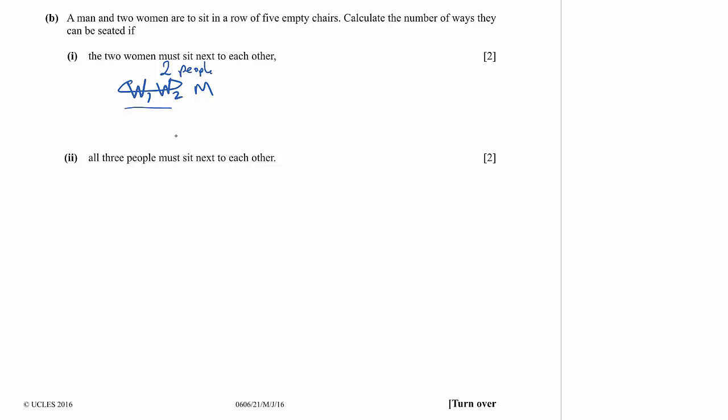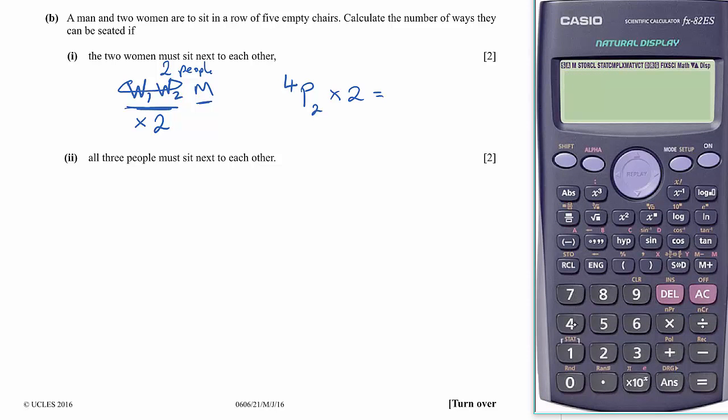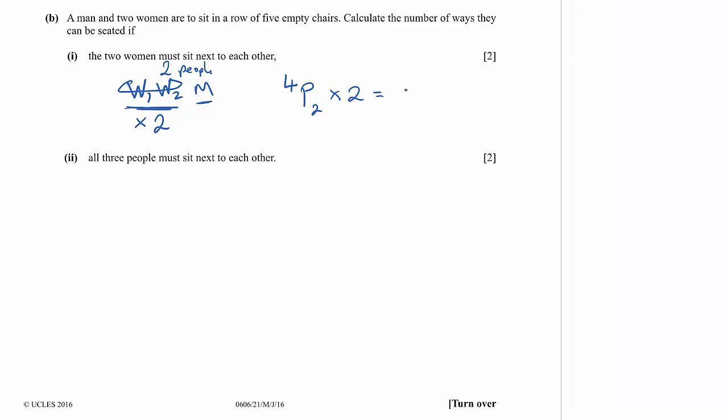Because we need 2 chairs for these to sit on, we then consider that there's 4 chairs. Now, the order in which this block and the man sit is important. So that's a permutation, 4P2. But then we have to take into consideration the fact that we could sit these with W2, W1 instead. So multiply that by 2. And so what we have here is 4P2 multiplied by 2, which gives me 24.